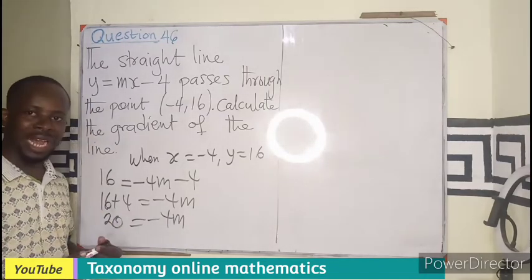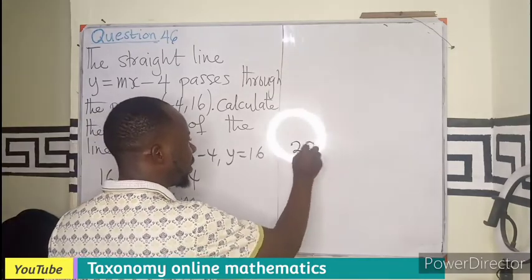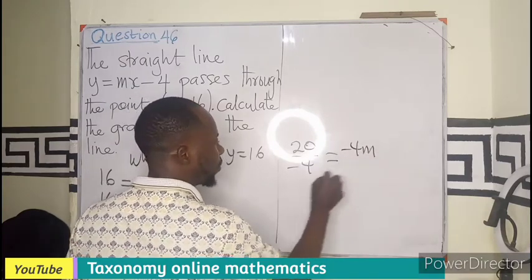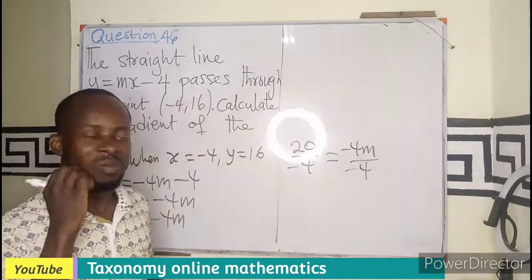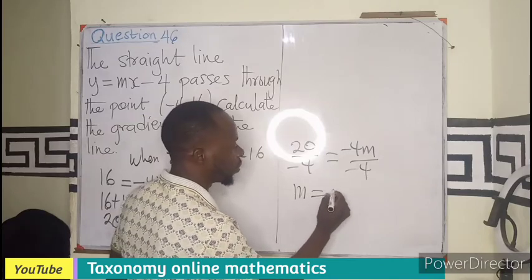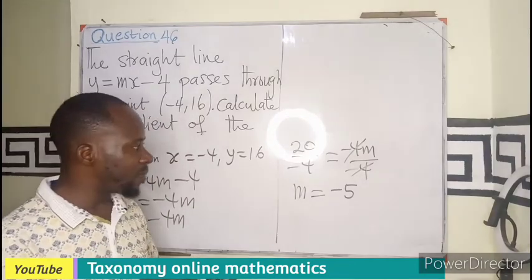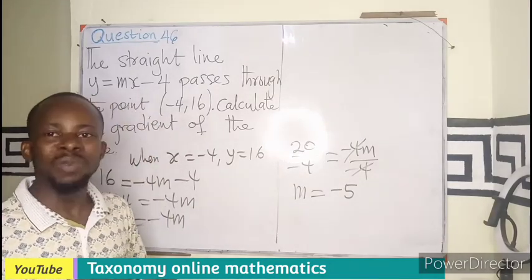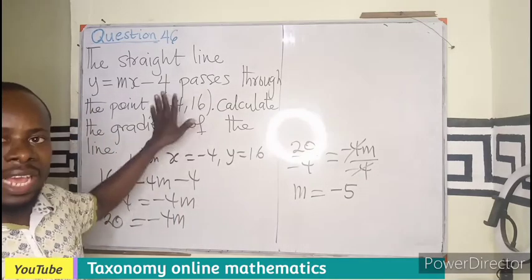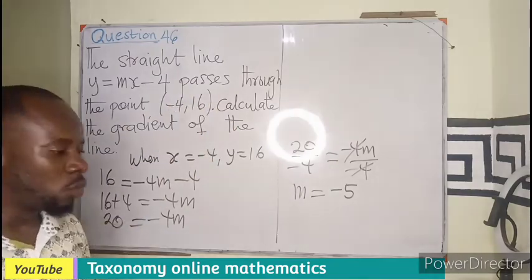So any coefficient attached to m will be used to divide both sides. So this is going to be 20 over -4 equals -4m over -4. If you divide the 20 by the -4, then our m is just -5, because this will cancel this. 20 divided by -4 will give us -5. So the answer is just option A. This is the linear equation of a straight line. So substitute the value of x and y, then you are good to go.